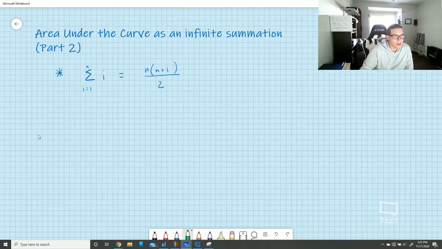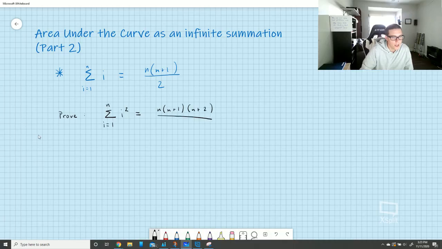Now that we know this, one thing we'll have to carry in order to do the final thing I want to do is that we need to prove this other result: the summation from i equals 1 to n of i squared equals n times n plus 1 times 2n plus 1 over 6.